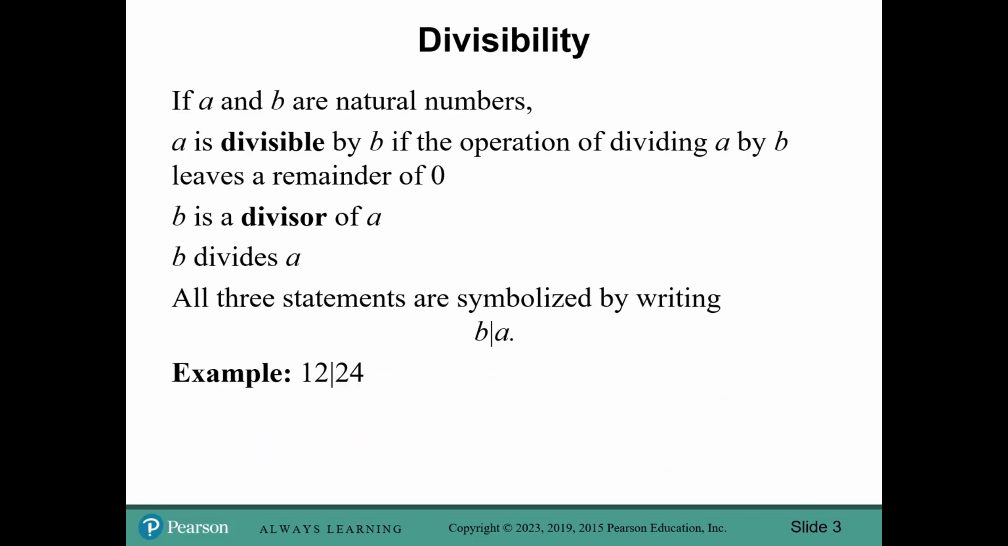When we talk about divisibility, if A and B are natural numbers, A is divisible by B if the operation of dividing A by B leaves a remainder of 0. Right? B is a divisor of A, is what we would say, or B divides A. And then we can rewrite that very symbolically here as B with a straight line divides A. For example, 12 divides 24 because 24 is divisible by 12 evenly.